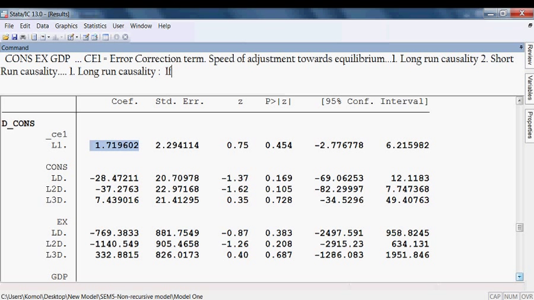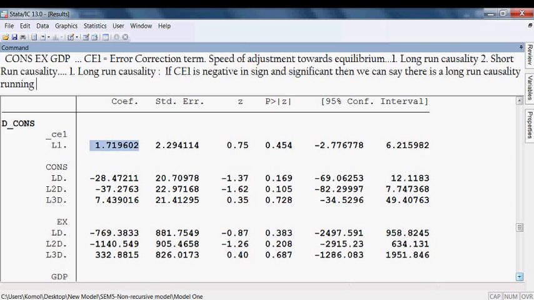If the CE1 is negative in sign and significant, right, then we can say there is a long run causality running from EX and GDP to cons, right?